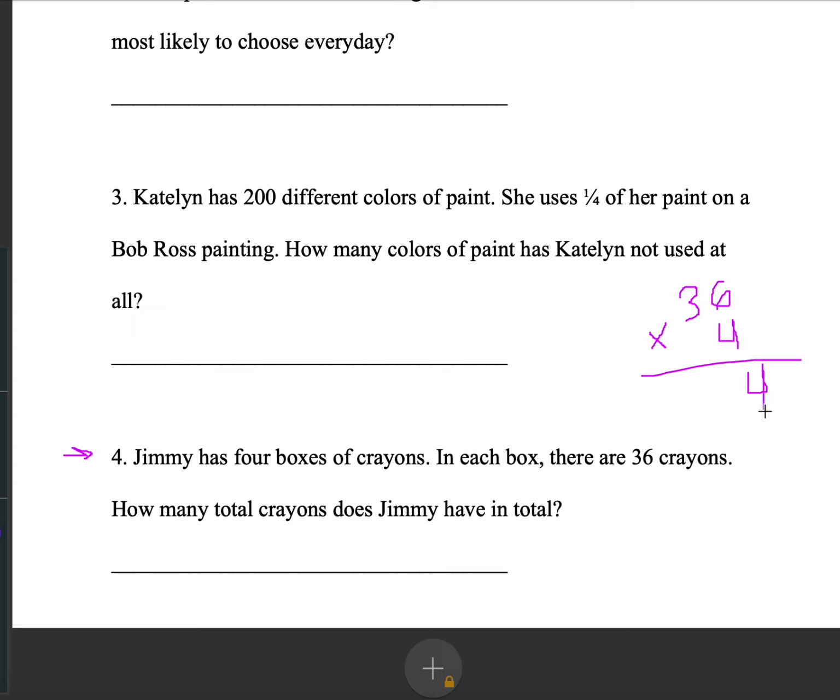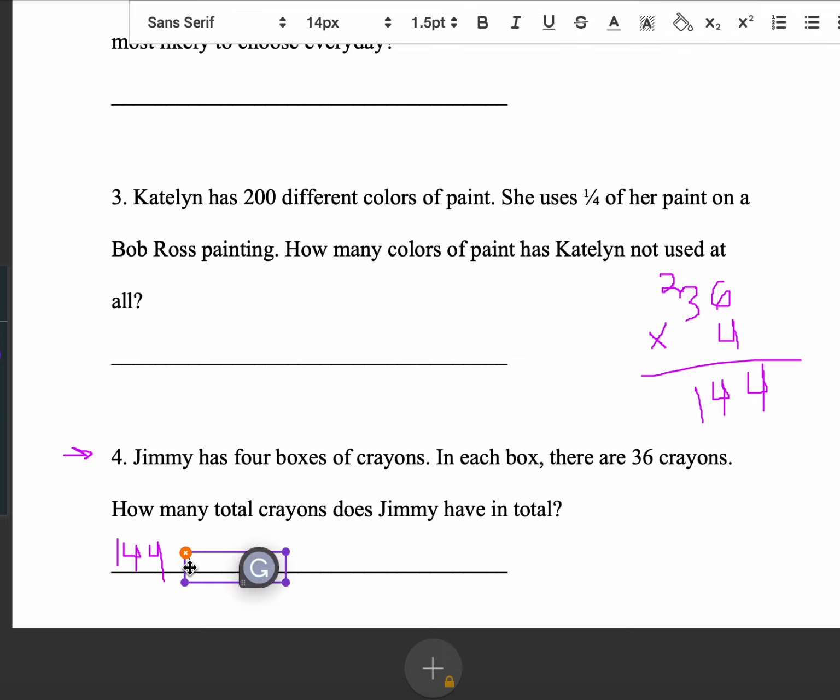which is 6 times 4 is 24. And we add the 2 here. So 3 times 4 is 12, and 12 plus 2 is 14. So Jimmy has 144 crayons in total.